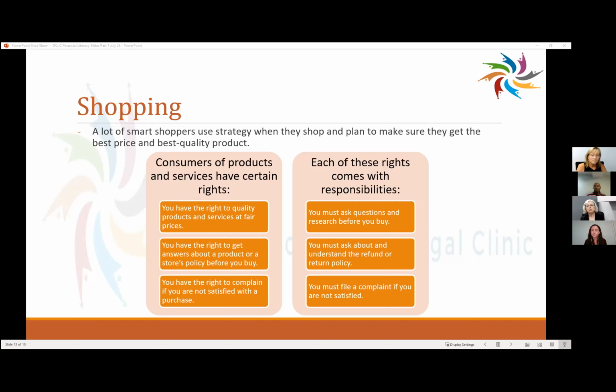Before the pandemic, some people never shopped online and then started to during the pandemic and now are not going back. So there's a lot of online shopping going on. Most people do at least some online shopping. So you need to be smart about online shopping particularly.